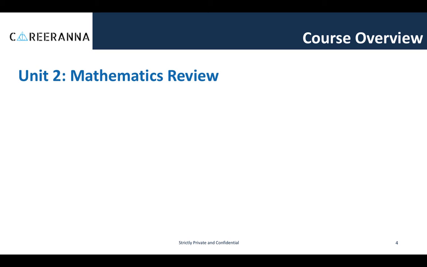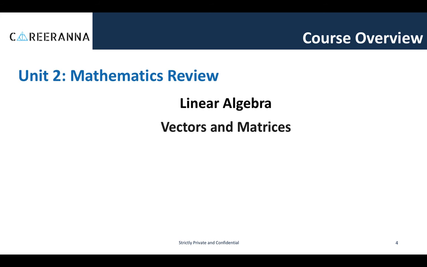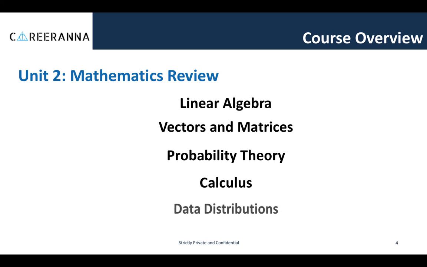The second unit will consist of mathematics review. Machine learning is a concept which talks about enabling machines to learn by themselves, and different kinds of mathematical formulas and theories become very important in machine learning. It's very important for you to have a basic understanding of all those formulas, theories, and hypotheses which go into machine learning. Some of these concepts include linear algebra, vectors and matrices, probability, calculus, and data distributions. All these 5 components would be taught to you in the mathematics review section of the course.